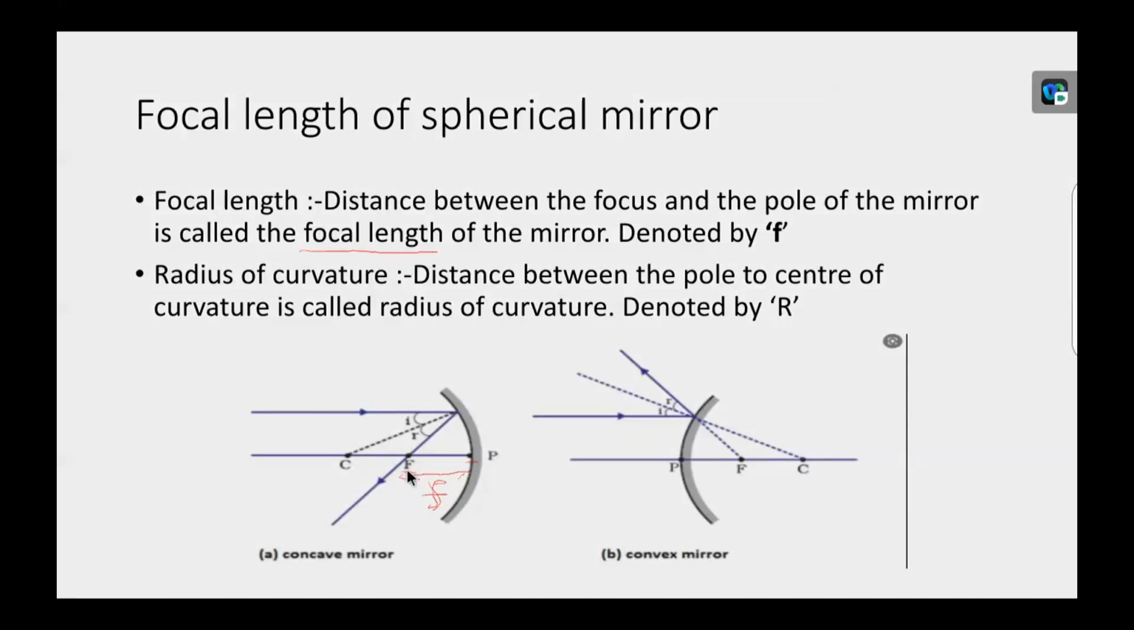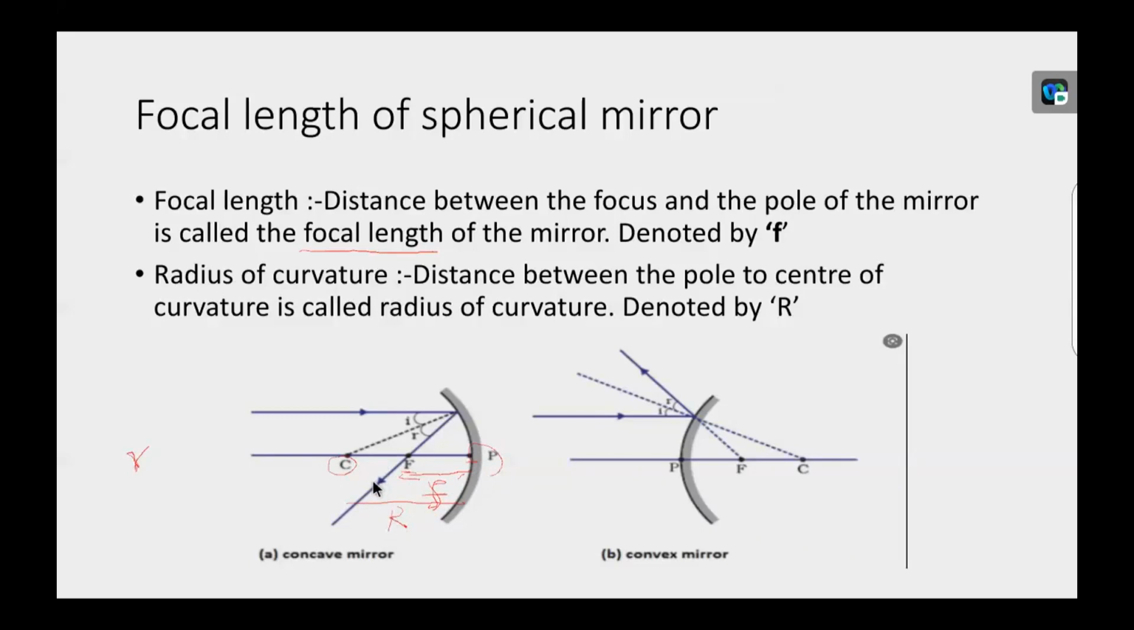Points are always shown with capital letters, and distances with small letters. But in our textbook, radius of curvature is shown by capital R, so we have taken it as it is. Distance we would show by small letter r. Radius of curvature is the distance from the center of curvature to the pole of the mirror. When we drop a straight line, the distance we get we call the radius of curvature, denoted by capital R.